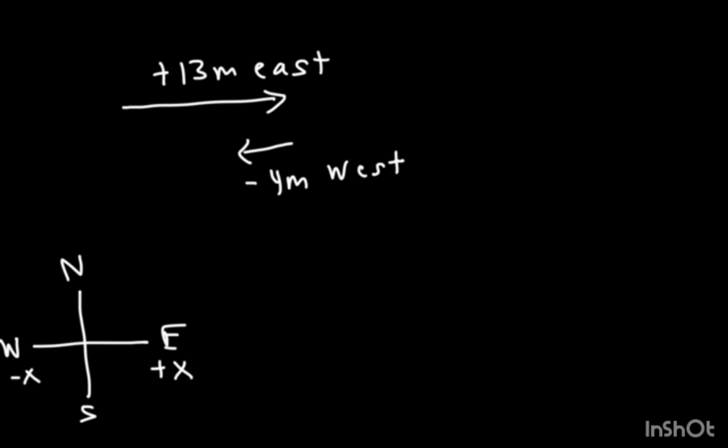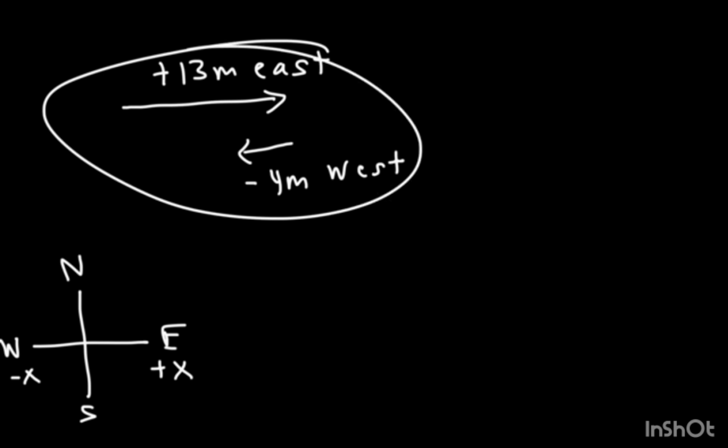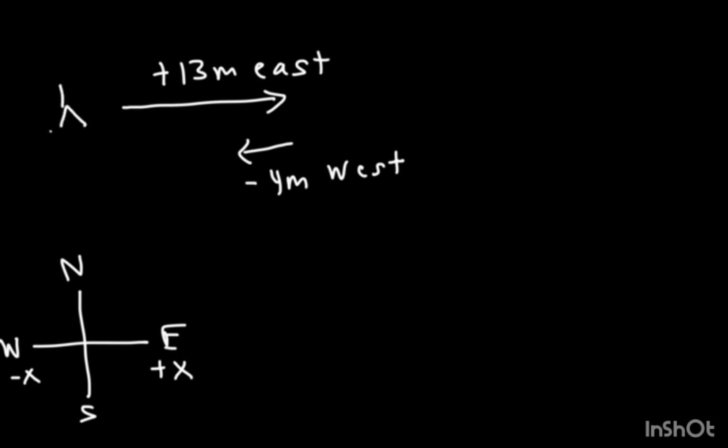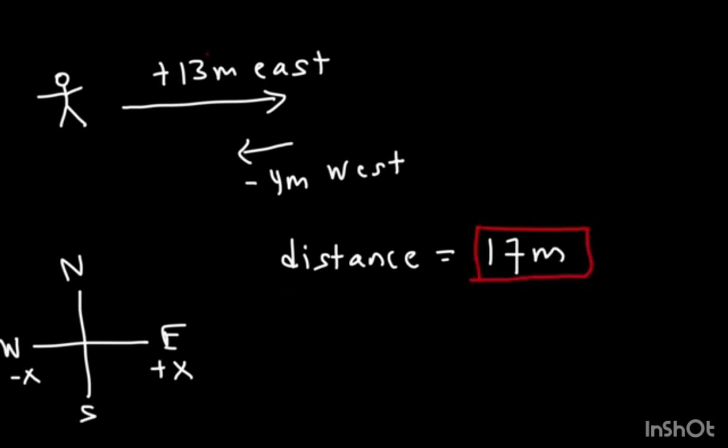So given this situation, calculate the distance and the displacement of this individual that traveled here. Let's put a person. So the total distance that this person traveled is 17 meters. It's basically the sum of these two numbers. He traveled 13 meters east and then 4 meters west. So a total distance of 17 meters. Distance being scalar, it's always positive.